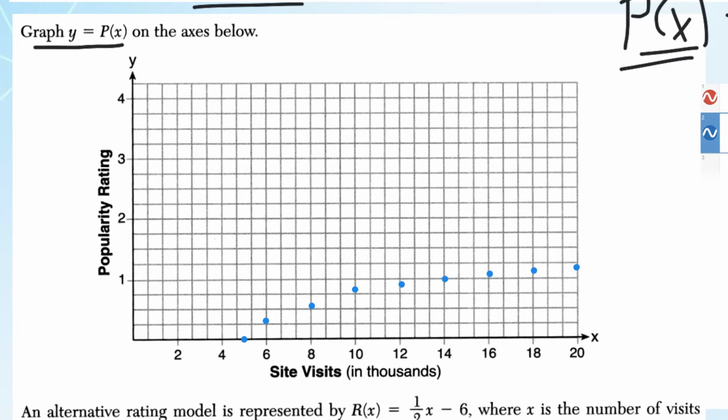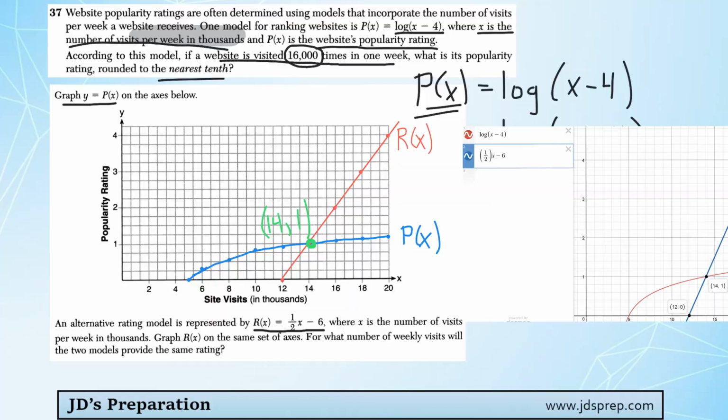So for p of x, you should get something along these lines. Slowly curving this way. And for r of x, you should be getting a straight line, just like that. So we can see that these guys actually intersect at the point 14, 1. And conveniently, by identifying where those two graphs intersect, helps us answer the third and final question here.